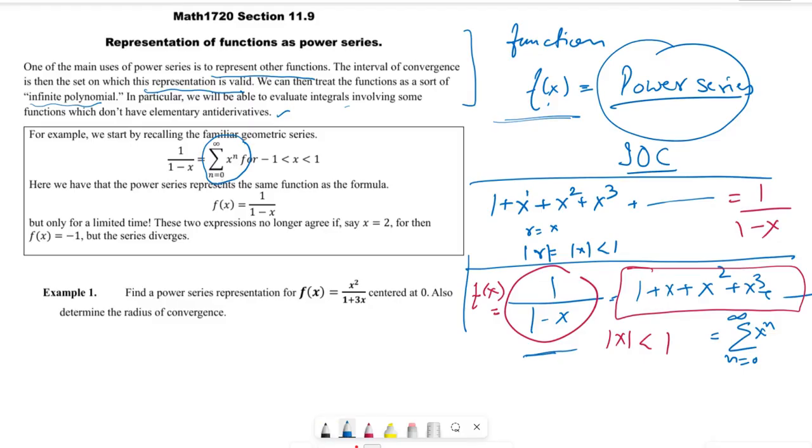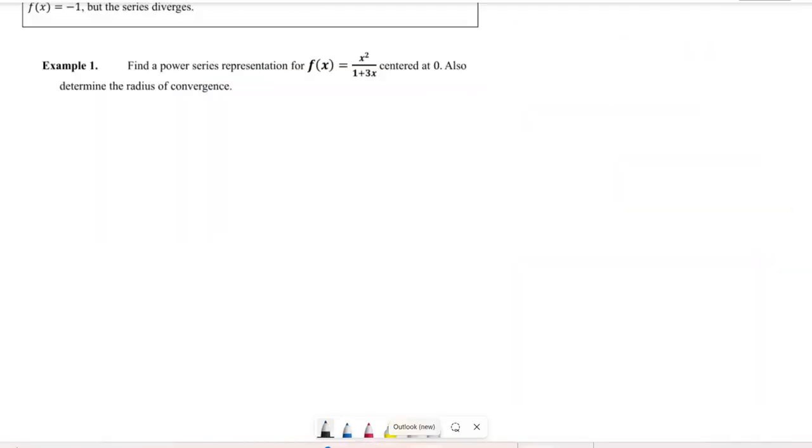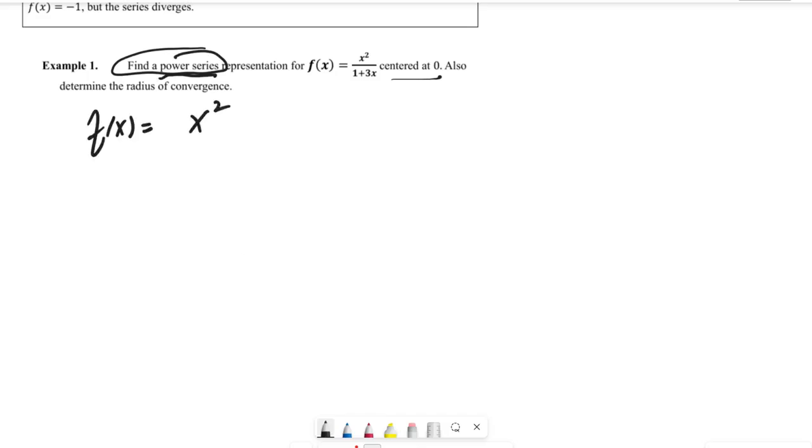In the next few examples, I'm going to use this representation to write some other functions as a power series. So let's do example number 1. Example number 1 is a question about the power series represented by this function. We need to write a power series of this function, which is centered at 0. I'll explain in a minute what centered at 0 means. Also, you have to find the radius of convergence. So let's write this function down. This function is x squared by 1 plus 3x.